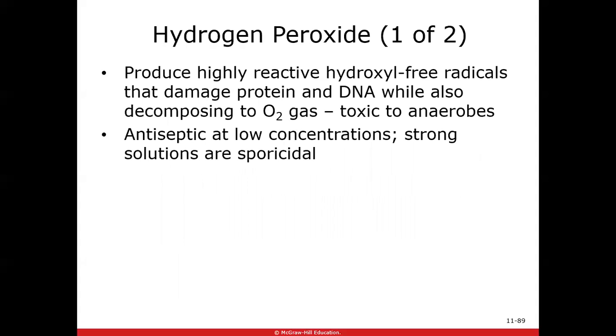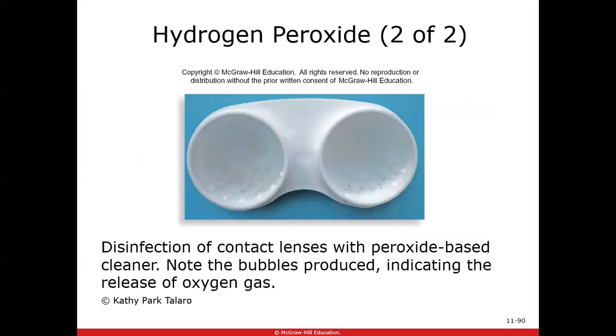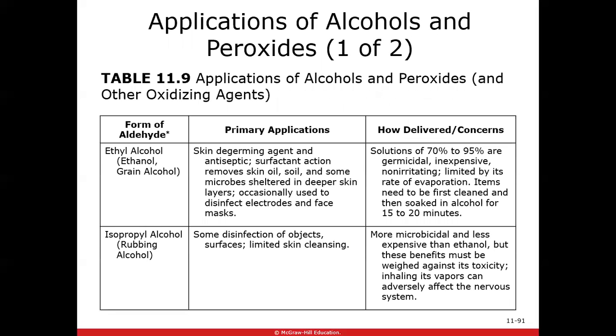It produces highly reactive hydroxyl free radicals that damage protein and DNA while also decomposing to O2 gas that makes it a toxic area for anaerobes. So it's antiseptic at low concentrations. Strong solutions are sporicidal. Hydrogen peroxide is what contact lenses use. So disinfection of contact lenses with a peroxide-based cleaner. The bubbles are produced, indicating the release of oxygen gas.